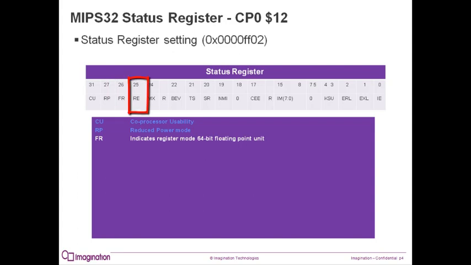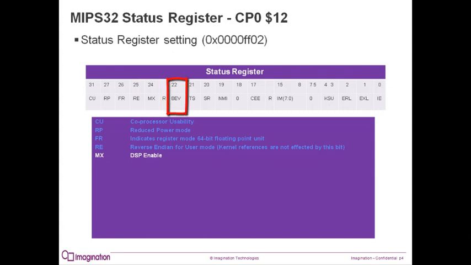The reverse endian bit, number 25, reverses the endianness of instructions fetched when set. This should be cleared and left up to the OS to switch. As a side note, there is no known OS that sets this bit. The MX bit, number 24, enables DSP instructions. This should be cleared and left to the OS if required.